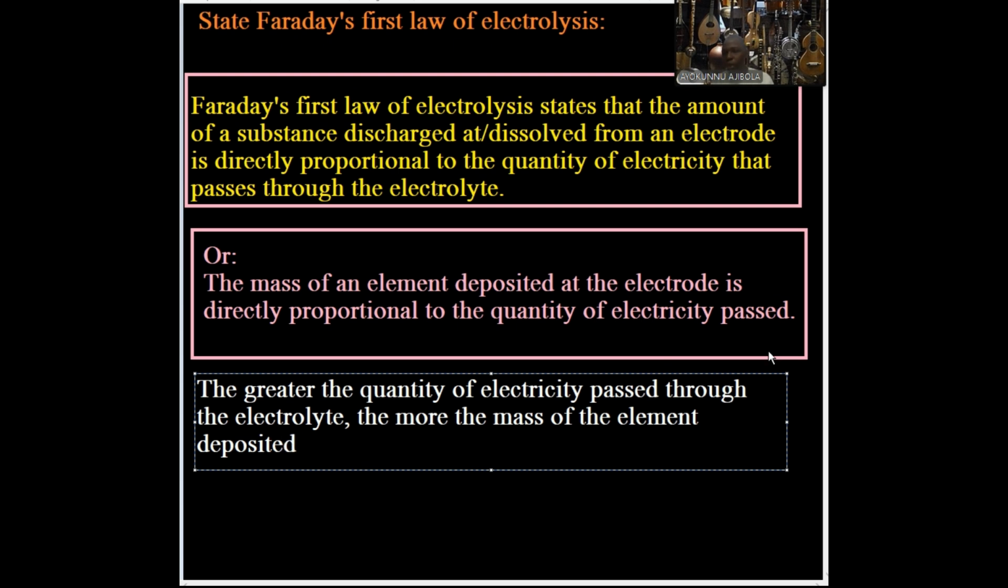So that is the meaning of directly proportional that you see there. The greater the quantity of electricity passed through the electrolyte, the greater the mass of the element deposited at the electrode. Is that clear?